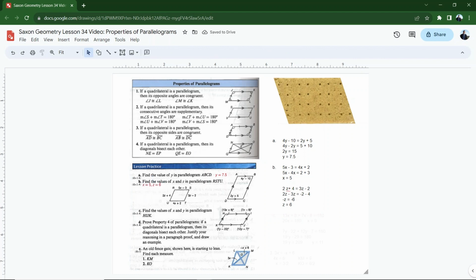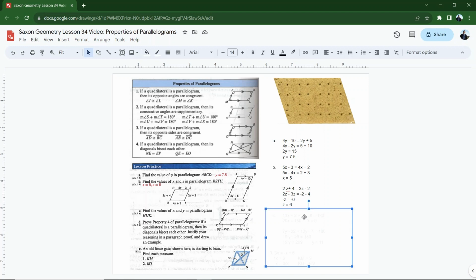Next, I need to find the values of x and y in the parallelogram HIJK. Here, I know that opposite angles are congruent, but I can't use that because the opposite angles have different variables. So instead, I'm going to have to use the property that consecutive angles are supplementary. So here's what that one's going to look like.